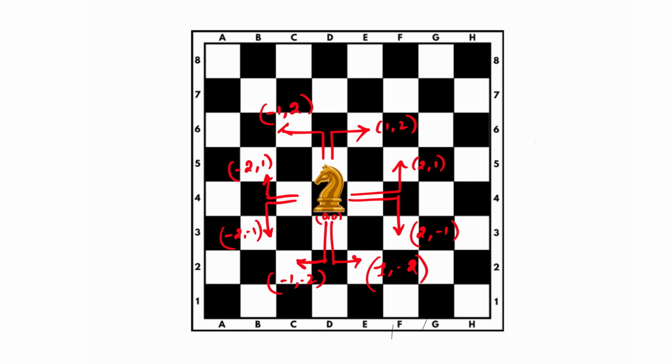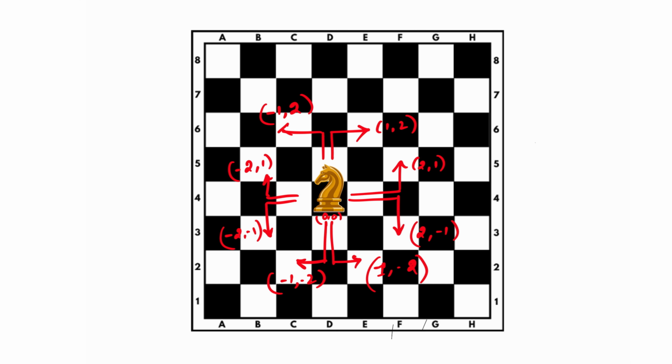Let us now assume that the knight's position is at 0, 0. At each step, the knight has 8 possible moves as shown in the figure here. The first possible position is 1, 2, that is 1 square down, 2 squares right. 2, 1 is 2 squares down and 1 square right. 2, minus 1 is 2 squares down and 1 square left.